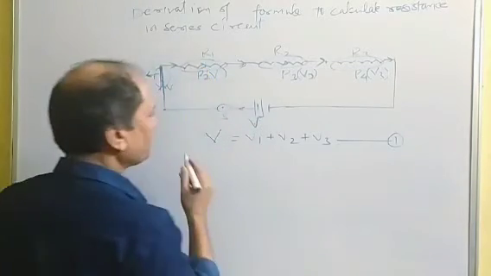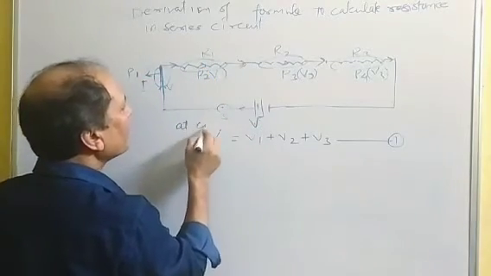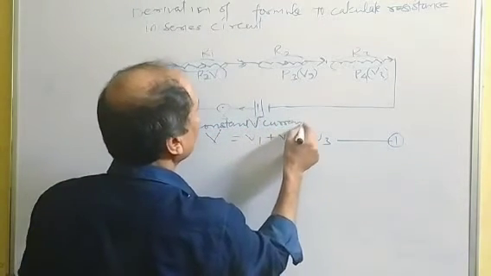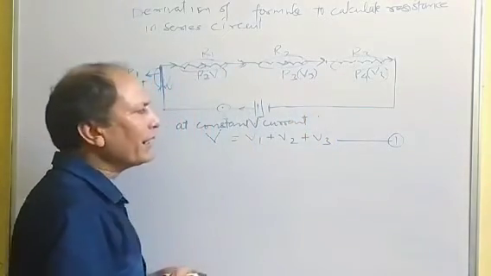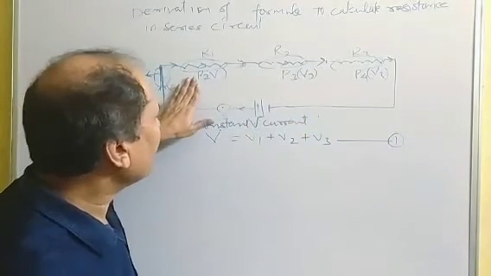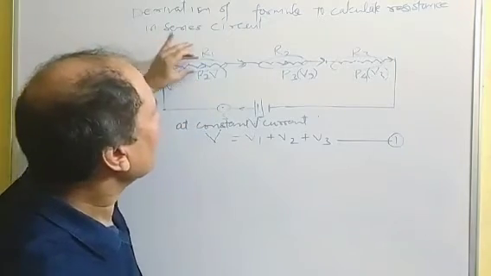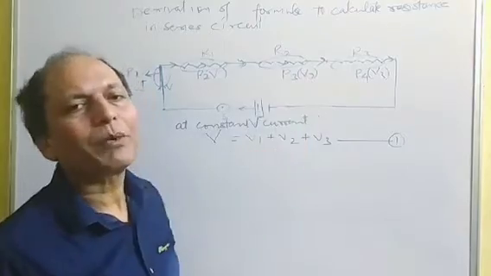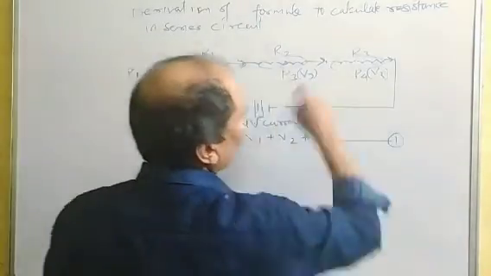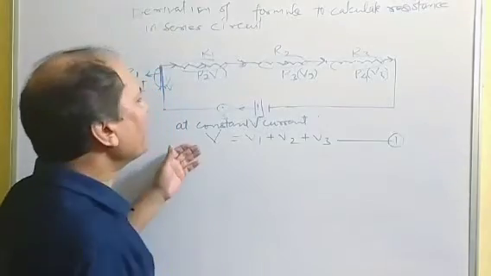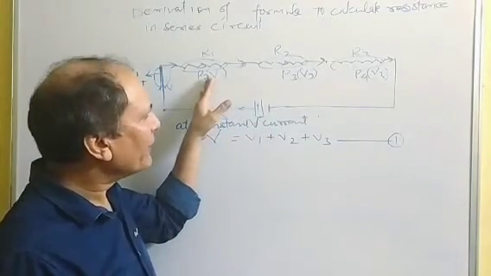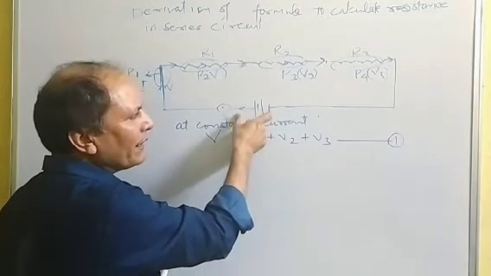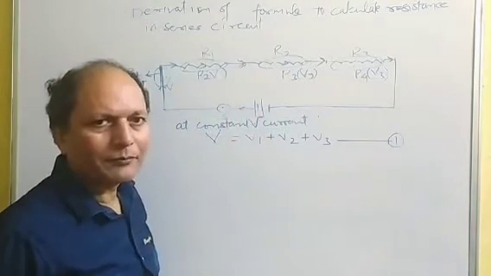At constant current. Why at constant current? Because I told you that in a series circuit, current is constant. Current is going straight; here no distribution of current takes place. So current is constant, but potential difference is variable. So the total value of variable potential difference is equal to the constant potential difference that is applied into the circuit.